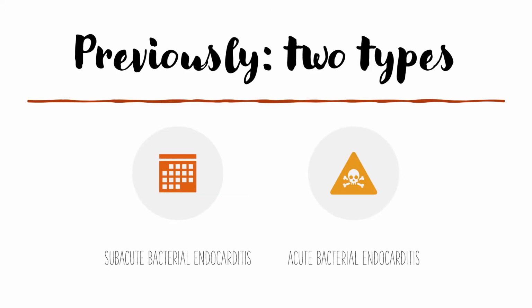We used to classify it in terms of subacute and acute. Subacute is usually caused by streptococci and progresses over weeks and months. Acute, however, is a fast-pacing illness, so less than 2 weeks typically, and the infection has a tendency to spread. Often this is caused by Staph aureus.